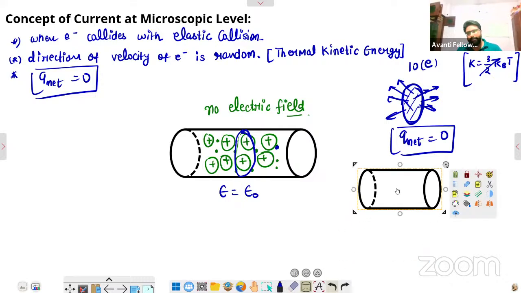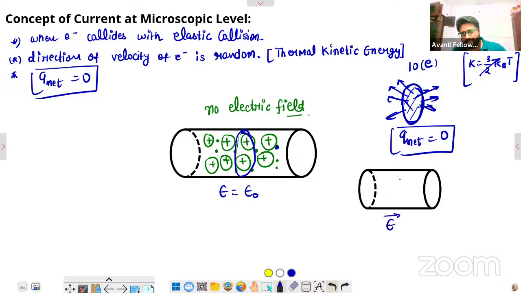Okay, now what have I done? The electric field is applied. Let's say the direction of the electric field is this. Now the electrons will move in the opposite direction to the electric field due to a force F equal to e into capital E. So all the electrons will move in this direction. If you consider a particular cross section now, there is a net charge which is crossing this cross-sectional area.